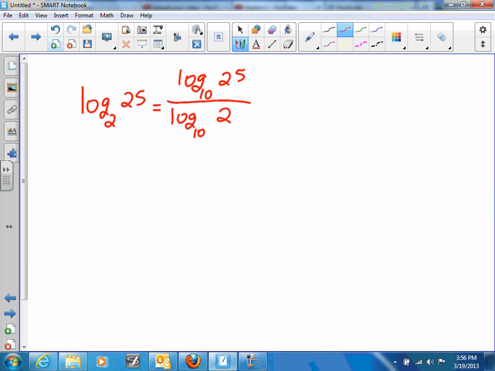And since we don't have to put this base 10 here, you can simply write it as log 25 over log 2.